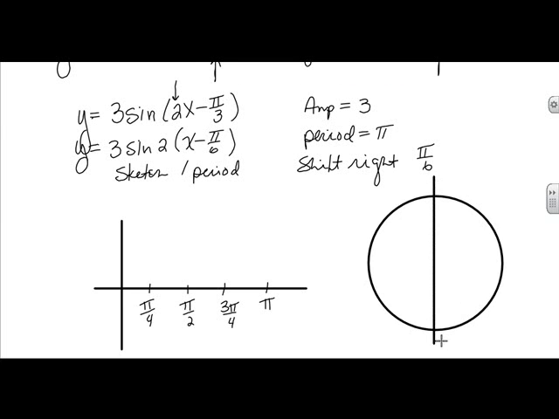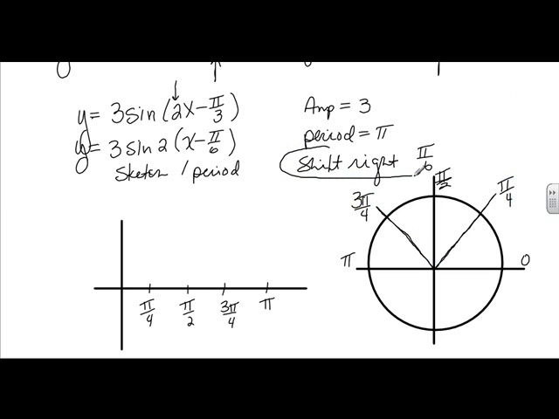So I'm going to try to keep myself organized on this unit circle. We'd have the point at 0, we'd have a point at pi over 2, we'd have a point at pi, and then we've chosen halfway in between there, which we know is pi over 4, and halfway between pi over 2 and pi, which we know is 3 pi over 4. But we need to shift all of these points to the right pi over 6 units. So to the right would be counterclockwise on the circle.